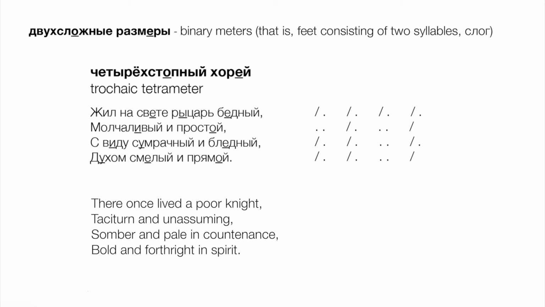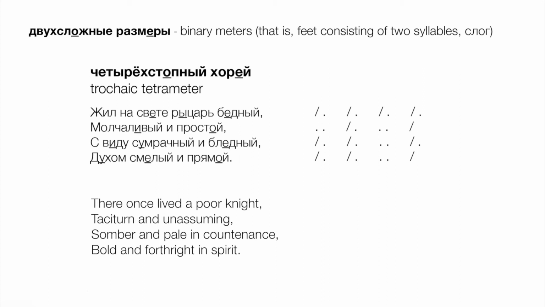Now, here in the second line, we have a long adjective, молчаливый, right? Stressed on the third syllable. That means that the first foot here is Pyrrhic, right? No stress. Молчаливый и простой. Okay, in the third line we have, молчаливый и простой, right? И про, okay, the conjunction и is not going to be stressed. И простой, but that final syllable is in the adjective. С виду сумрачный, бледный, духом смелый и прямой.